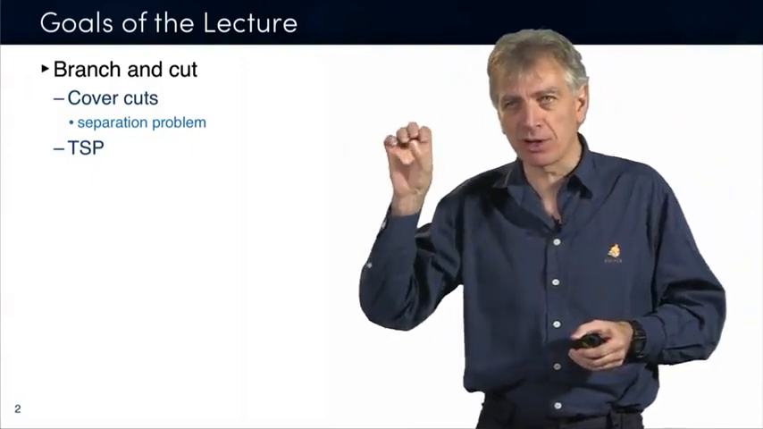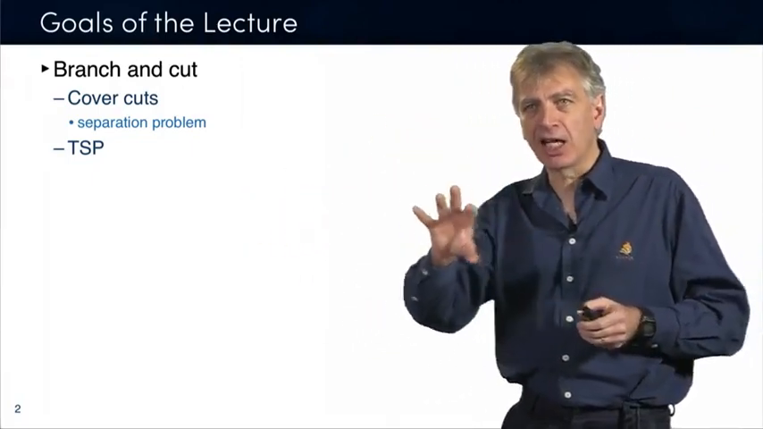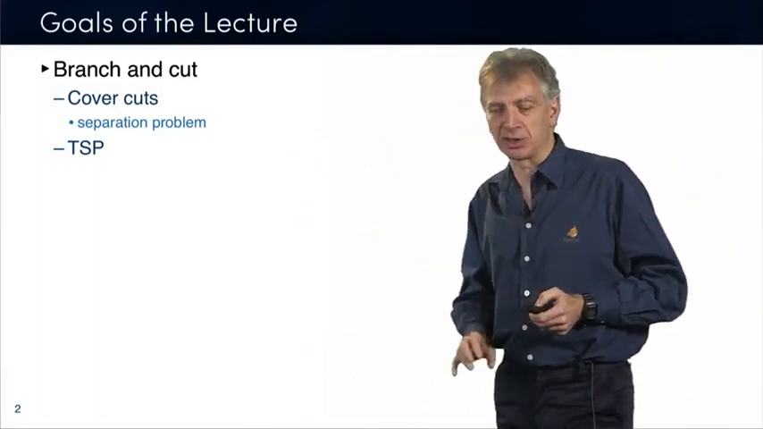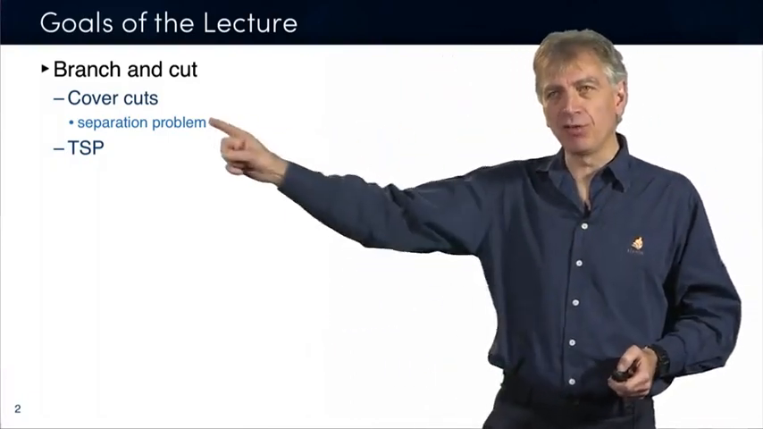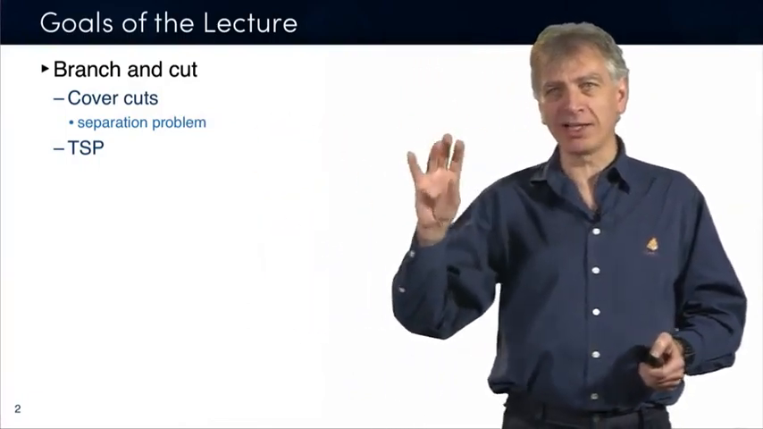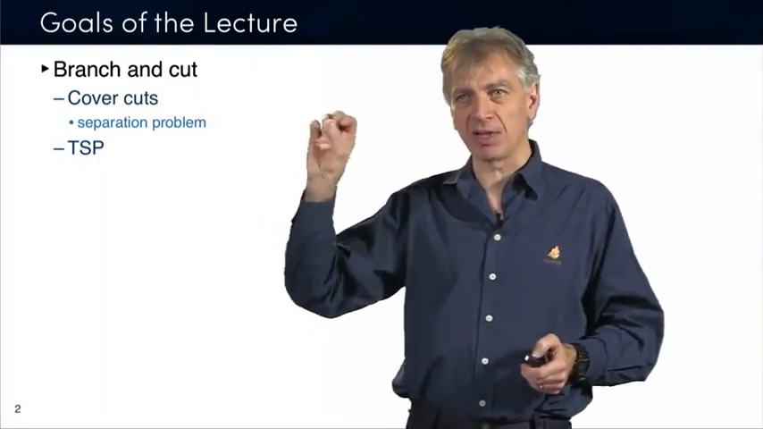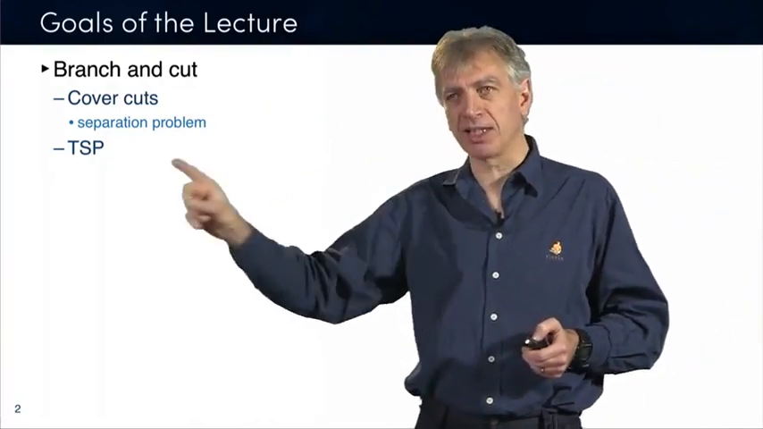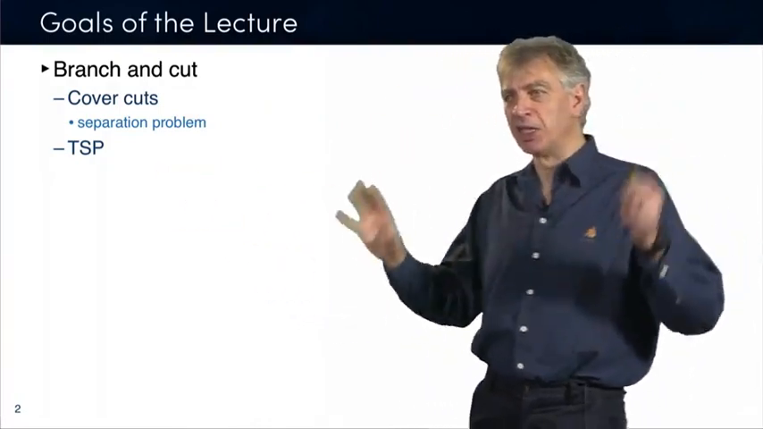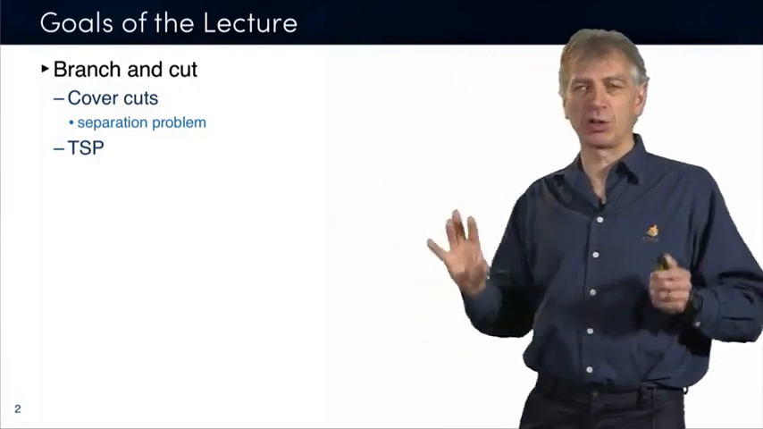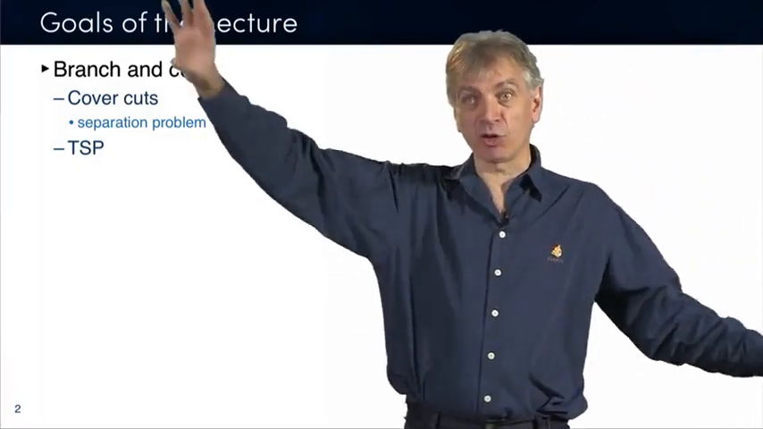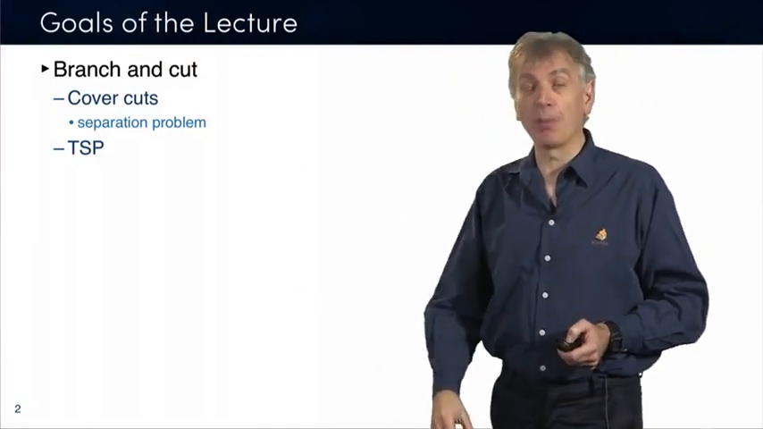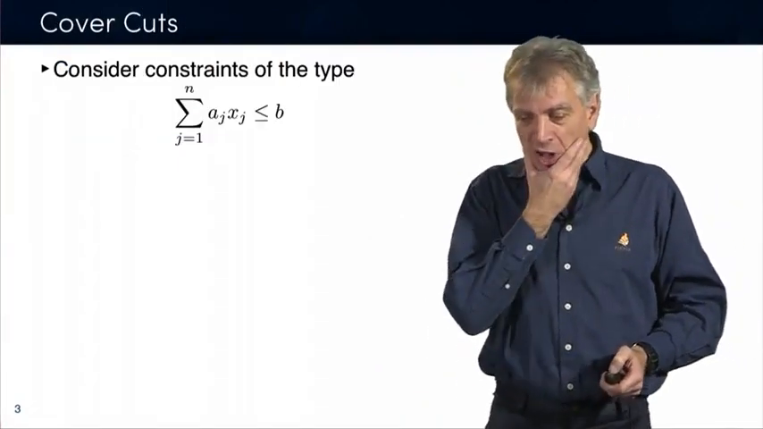So what I want to do now is take this concept and tell you what a branch and cut algorithm is really doing. We're going to see two things: cover cuts, and you'll see why we talk about them. They're very frequent in mixed integer programs. Then we'll move to the TSP, which is probably one of the biggest success stories of optimization. We can solve really large TSPs optimally at this point. Okay, so cover cuts first.